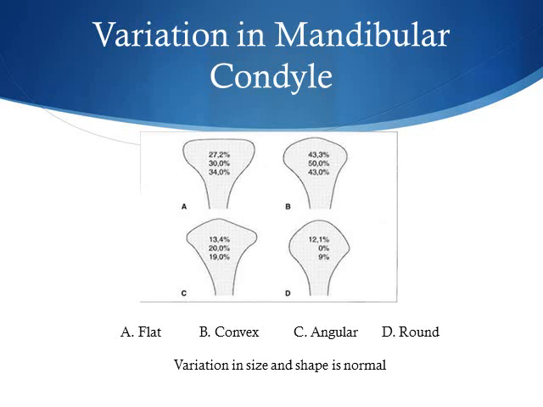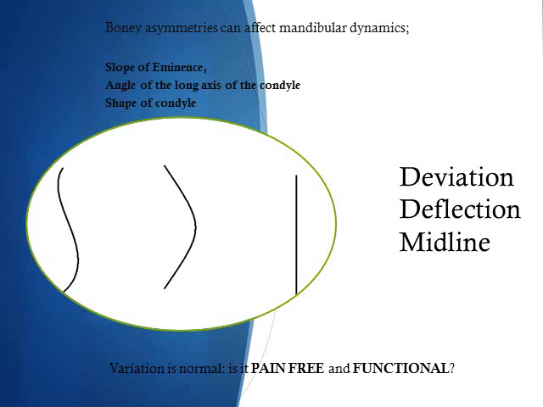Variation in the mandibular condyle. Variation in size and shape is normal. Shown above are 4 different types of condylar heads. The first is flat, second is convex, then angular, and round.